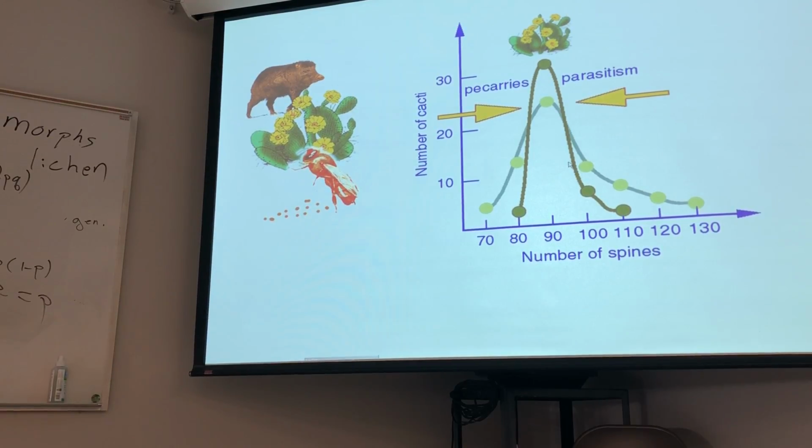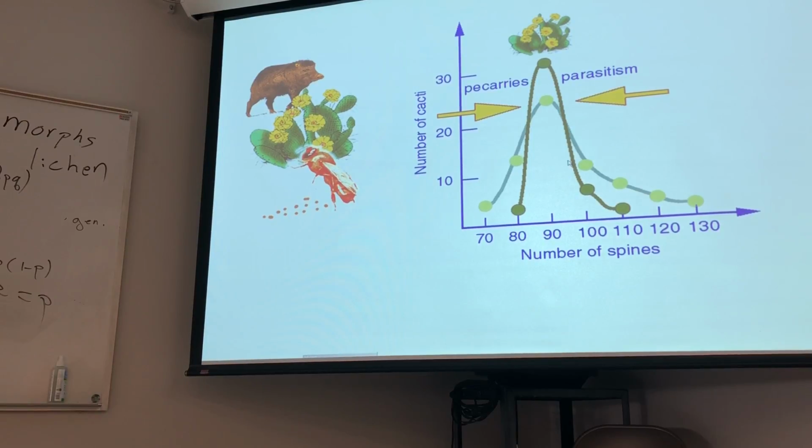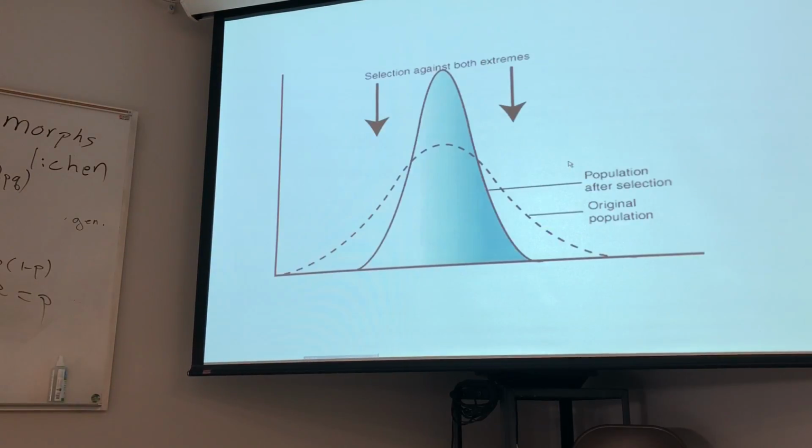Now, for a real example, I'm never quite sure where I looked this up, whether this is a real or made up example. So this is what it is in theory: selection against both extremes, and the mean being maintained.